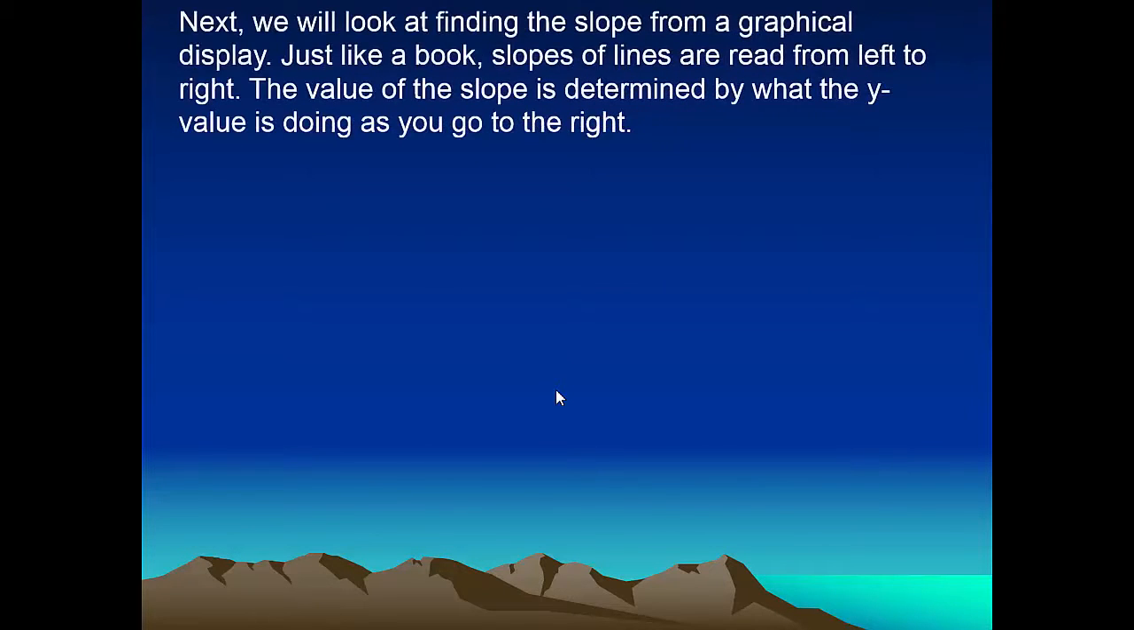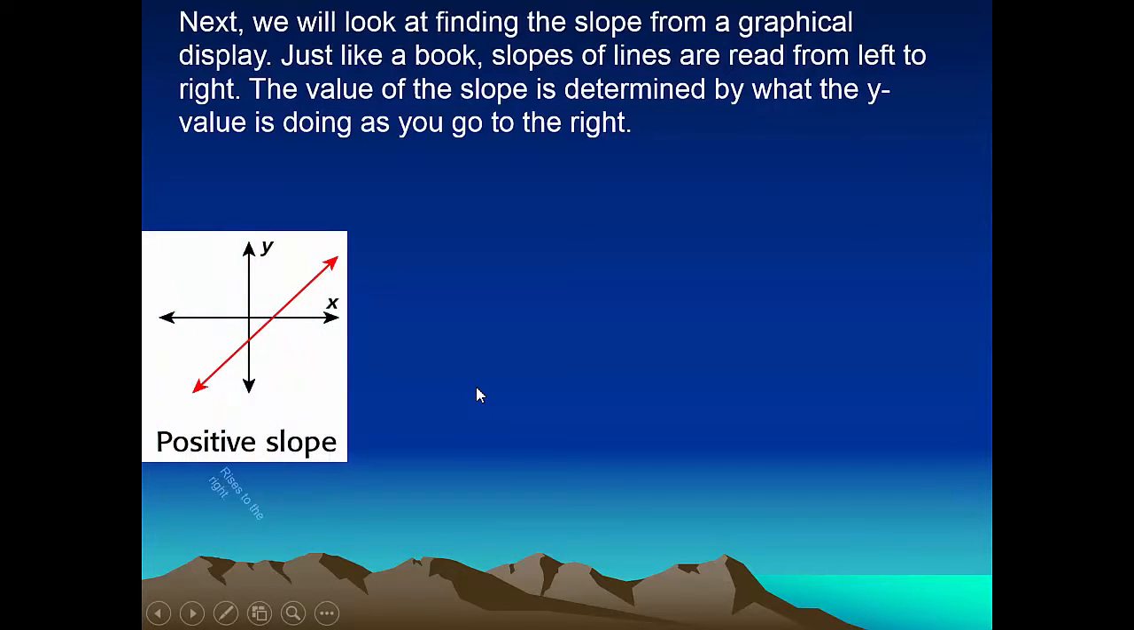Now, we will look at finding the slope from a graphical display. Just like a book, slopes of lines are read from left to right. The value of the slope is determined by what the y value is doing as you go to the right. So we will start at the left. We'll look at these lines. We're going to look from the left and go to the right and look at what y is doing. Starting from the left, going to the right, you notice that this line is going up as far as the y value is concerned. So this is a positive slope, and it's rising to the right.